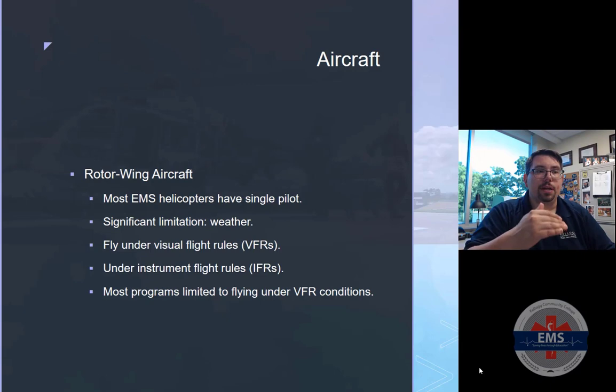Most programs limit to flying under visual flight rules, right? So they have to actually fly where they can see. If they can't see, they can't fly. It's only meant to be for certain circumstances where they can actually plot it out. They know they've got a secure landing spot or helipad. There are a lot of limitations on how they can operate under instrument flight rules.